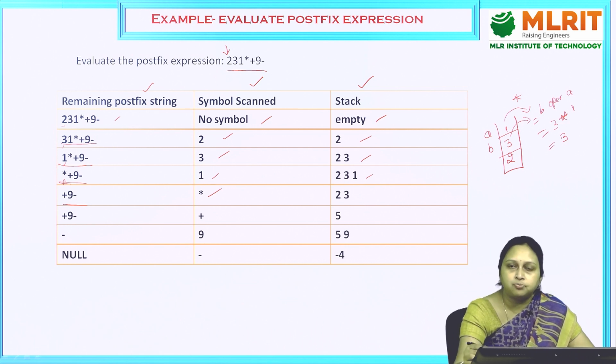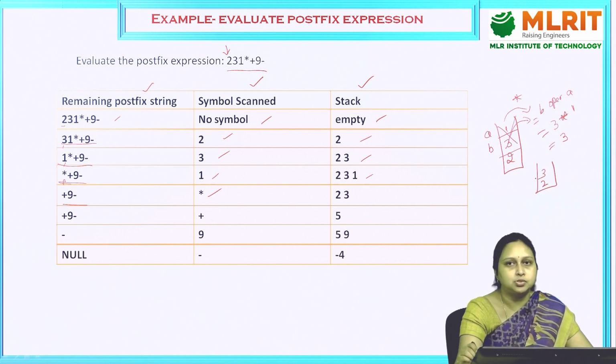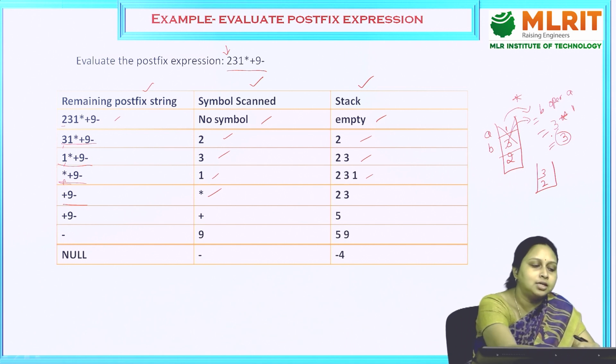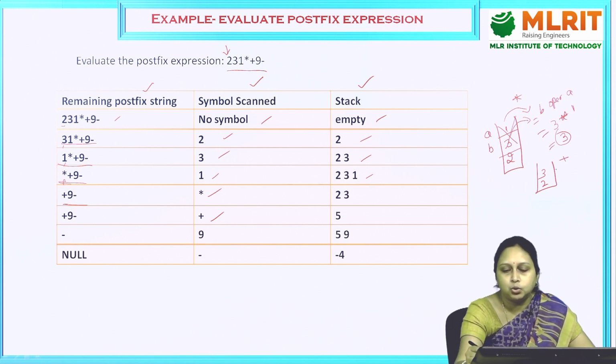Now after performing the calculation and getting the result, again we are going to remove these and place 3 on the top of the stack. The calculated value will be pushed onto the stack. That's why we place it. Now the next symbol which you are going to scan is plus. Plus symbol we are going to scan. Now again, here we have 2 values. This is A and this is B. Now we are going to perform the operation B operator A, that is 2 plus 3.